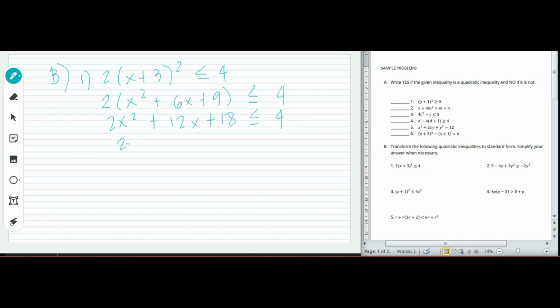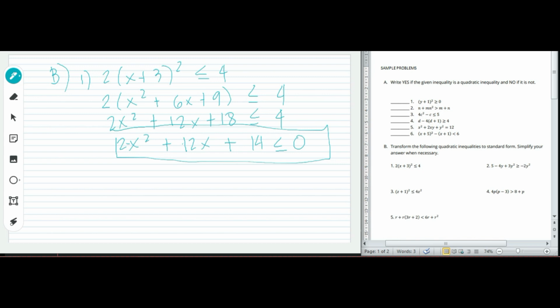So, we have here 2x squared plus 12x plus, then moving it to the other side, 14 is less than or equal to 0. So, this is already in the standard form. Again, it's just like multiplying polynomials and you have to make the other side 0.